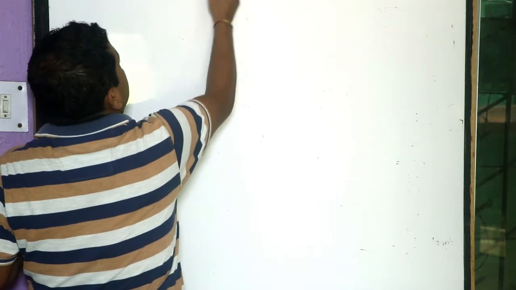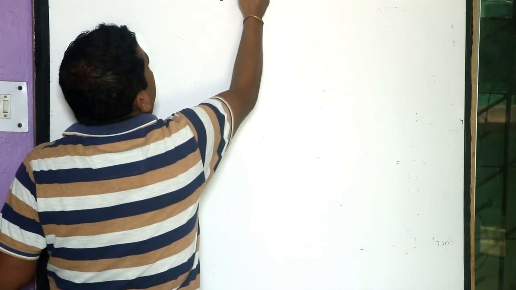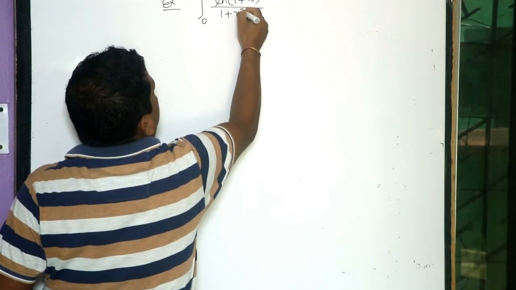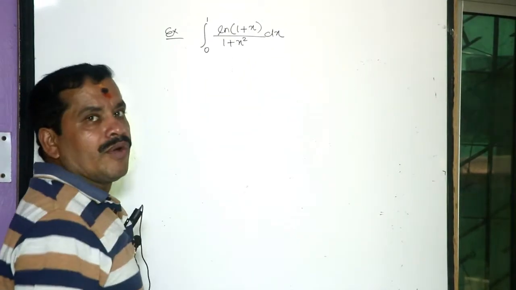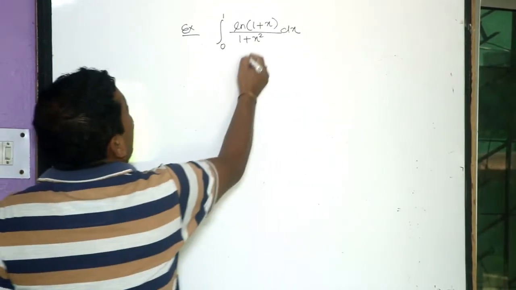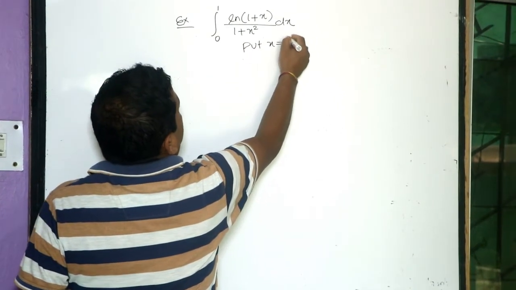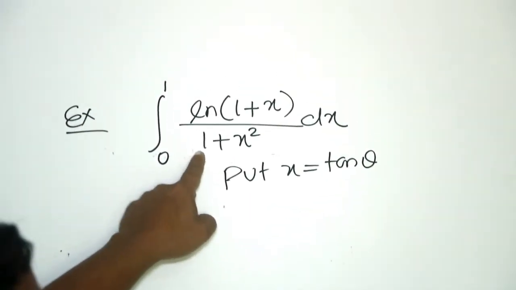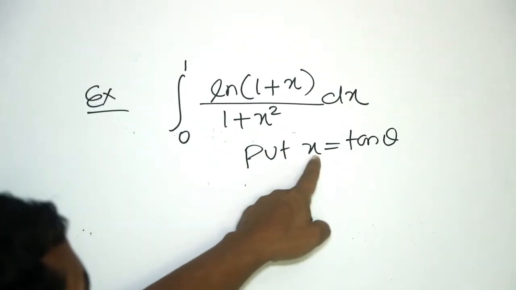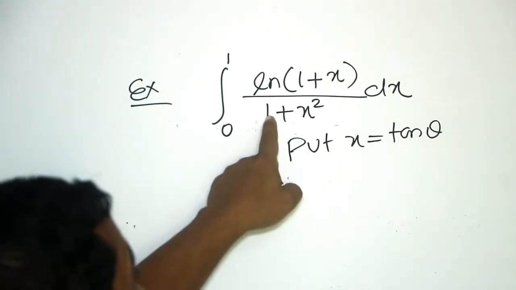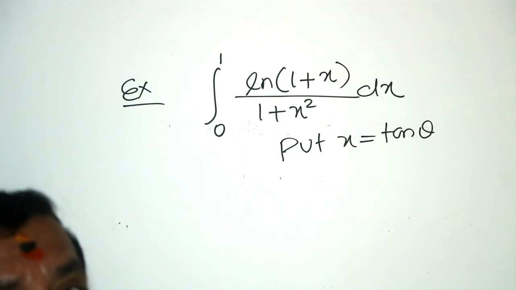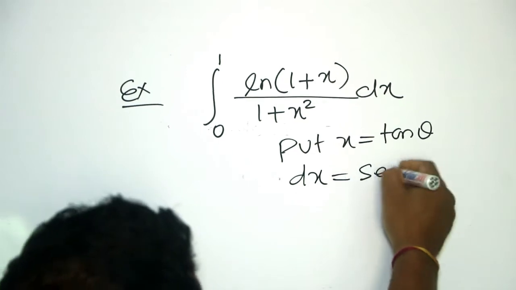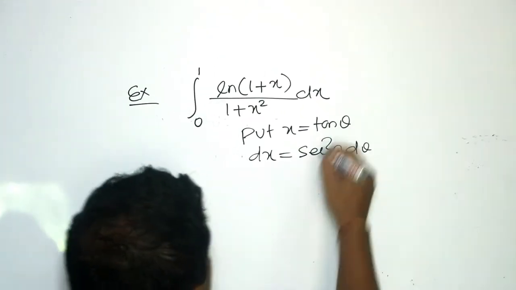Suppose the integration is like that, 0 to 1 log(1 plus x) by (1 plus x square) dx. How to evaluate this definite integration? Now put x equals tan theta. Previously we discussed that when there is a term a square plus x square, we have to put x equals a tan theta. A is here 1, so put x equals tan theta by trigonometric substitution. So dx becomes sec square theta d theta.